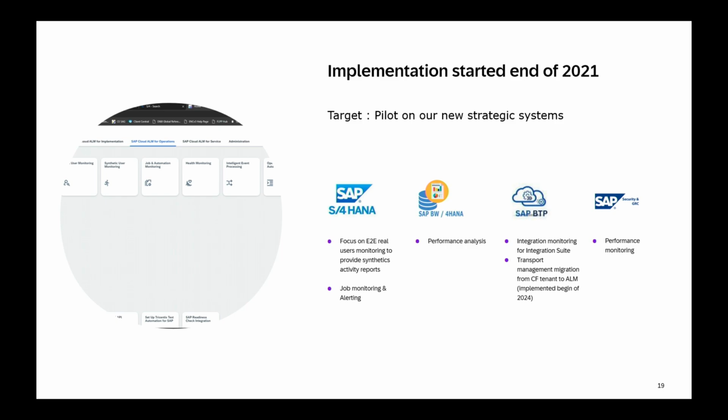So our journey started in Cloud ALM in 2021. We first implemented the S/4 system connected with Cloud ALM. After that, we connected SAP BTP when we moved to Cloud Foundry. And now we have, as I said, around 40 systems connected.